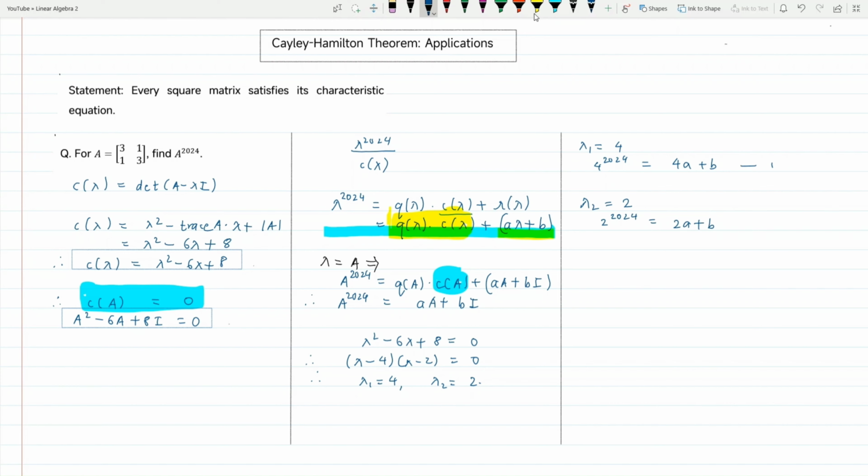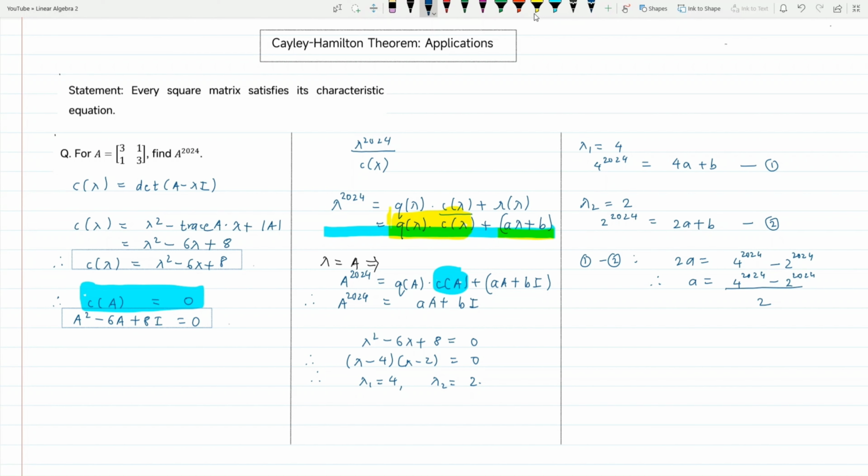Now we have simple linear equations, and we have to solve them to find the values of a and b. If we perform equation 1 minus equation 2, we can get rid of the b and we get that 2a is equal to 4^2024 minus 2^2024, which gives us a = (4^2024 − 2^2024)/2.